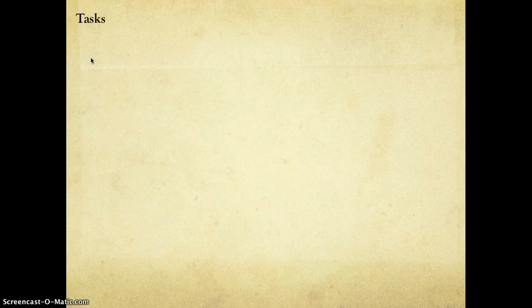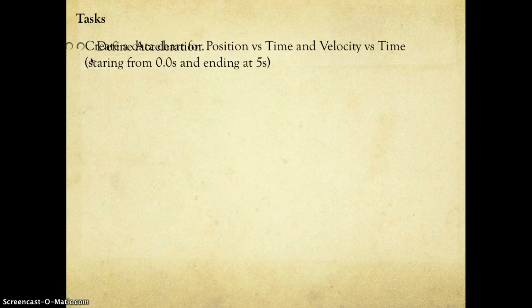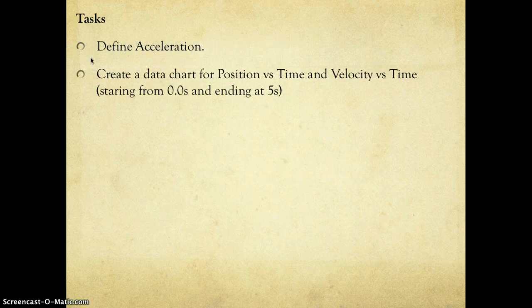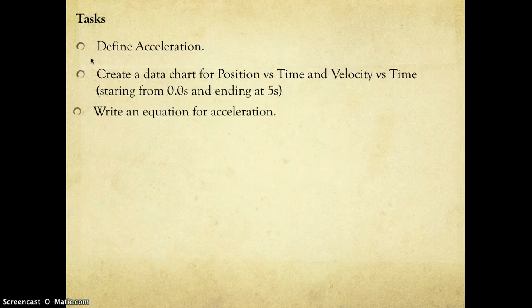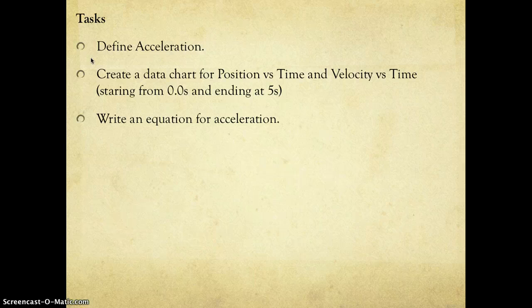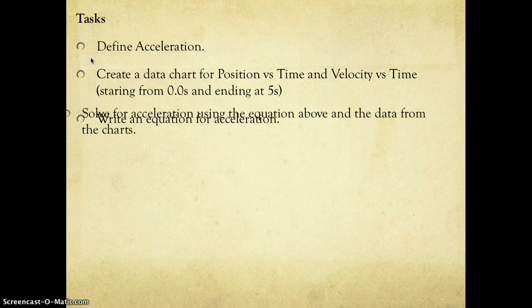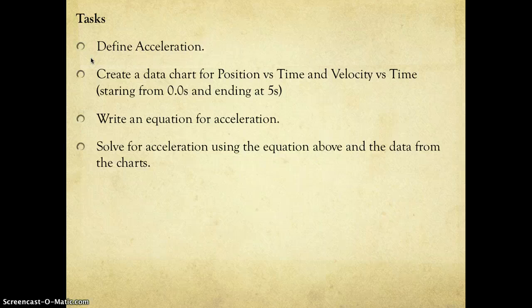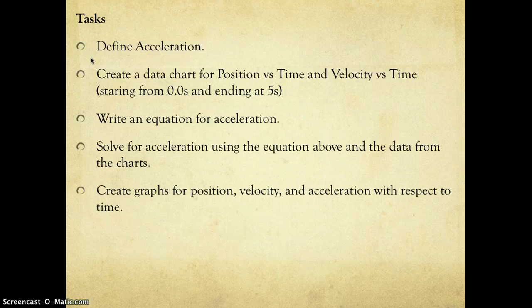So, for your task for this experiment as well, as I said before, you should do your task before you do your questions, so they help you solve for your questions. They would be to find acceleration, create a data chart for position versus time and velocity versus time, starting from 0.0 seconds and ending at 5 seconds. I will show you how to find the time section on the graphs when we go back to the simulation. Also, write an equation for acceleration. Solve for acceleration using the equation above and the data from the charts. Create graphs for position, velocity, and acceleration with respect to time. This last task will help you with the last question.